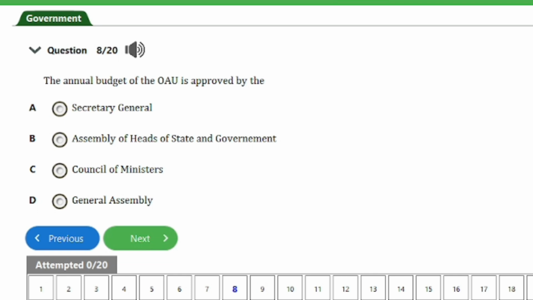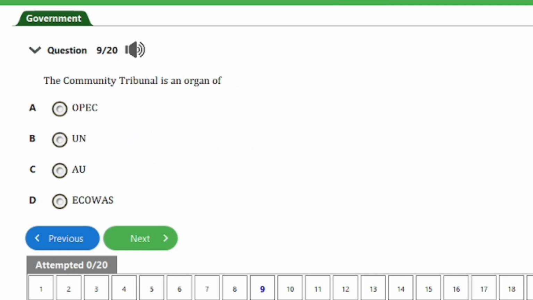So over here we have question number 9. It says, the Community Tribunal is an organ of A. OPEC, B. UN, C. AU, D. ECOWAS. So guys, the answer to this question is option D, that's ECOWAS, and that's it for this question. So let's head on to the next one, guys.